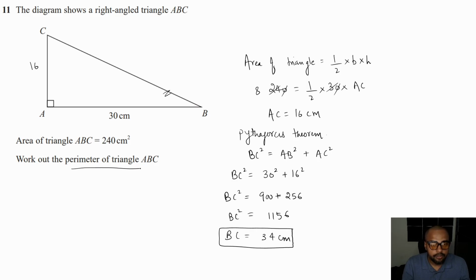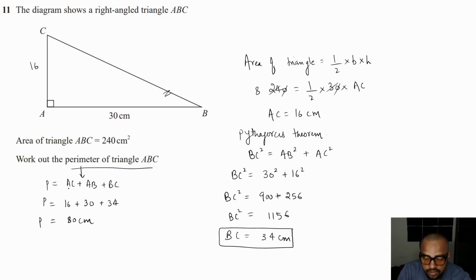Now we need to calculate the perimeter of triangle ABC. For this, perimeter will be AC plus AB plus BC, the sum of all the sides. That will be 16 plus 30 plus 34, which equals 80 centimeter. Okay, students, so perimeter we have calculated as 80 centimeter. For method we'll be scoring M1, and for accuracy we'll be scoring A1. Okay, students, let's move ahead to the 12th question.